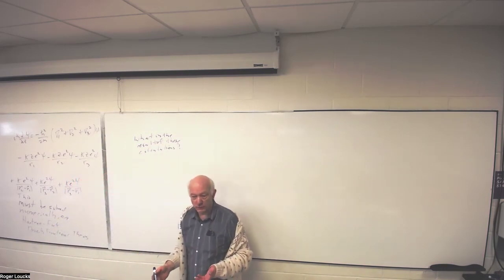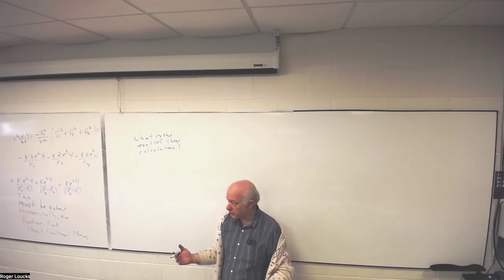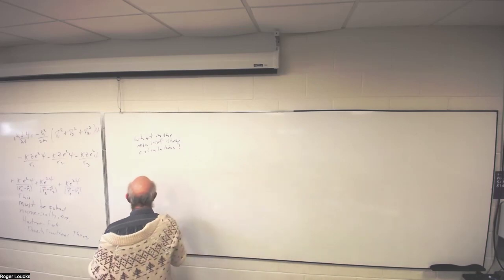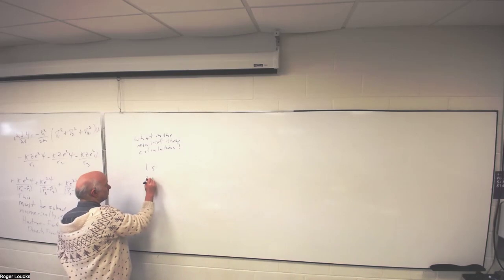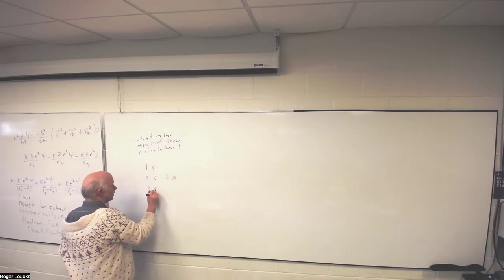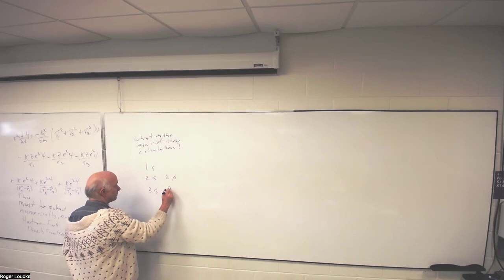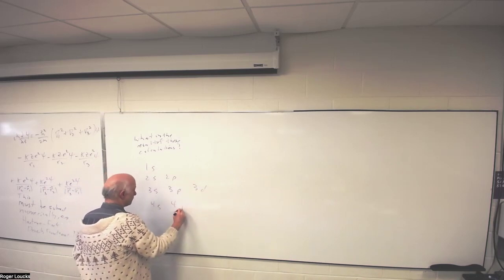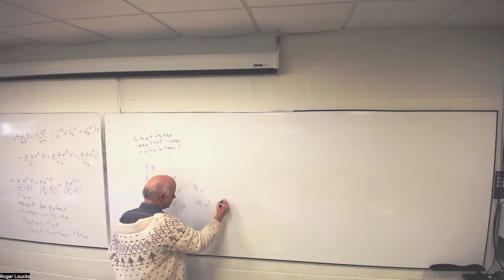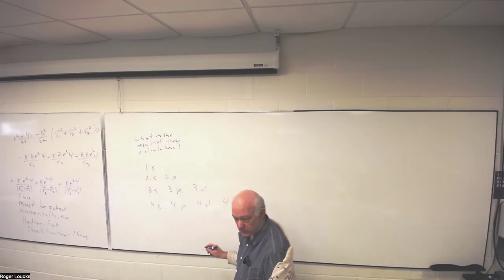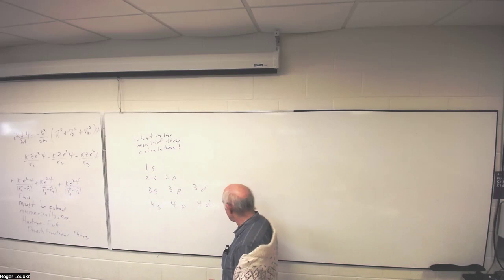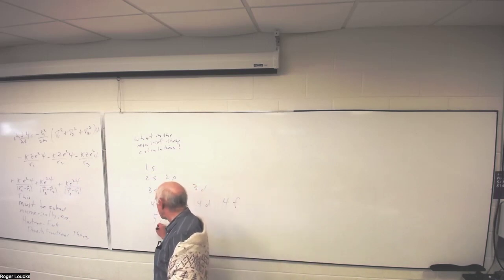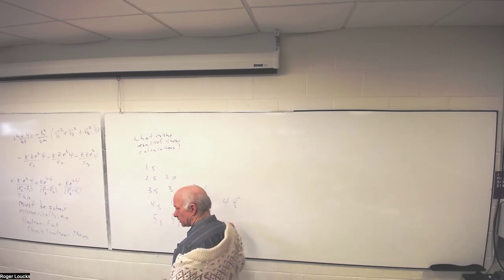Well, something you probably know from chemistry. How does that diagram go? You have this chemistry diagram that looks like this: 1s, 2s, 2p, 3s, 3p, 3d, 4s, 4p, 4d, 4f. What comes after d? F. And then you have 5s, 5p.